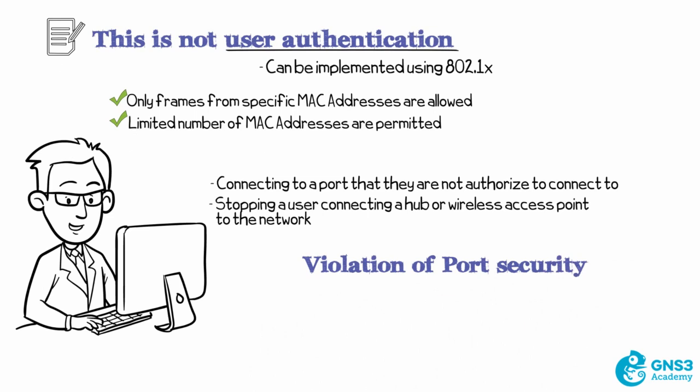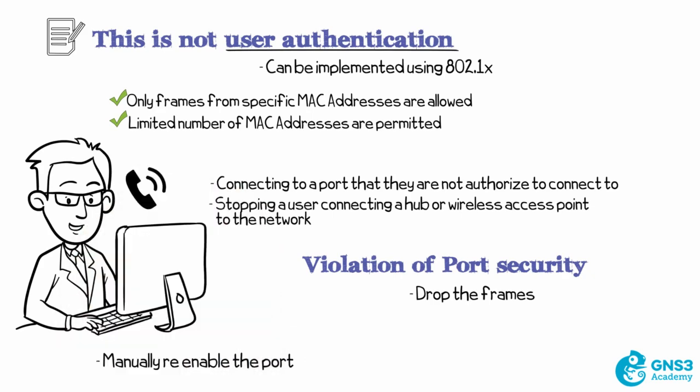You can decide what happens when there's a violation of port security. You could simply drop the frames, or you could shut the port down using what's called an error disable state. In the most secure implementation where you error disable the port, you as an administrator have to manually re-enable the port. So the user would have to contact the help desk as an example and explain that they no longer have access to the network, and then you could investigate what happened, and you'd be able to see if an unauthorized MAC address or group of MAC addresses have tried to access the network through that port.